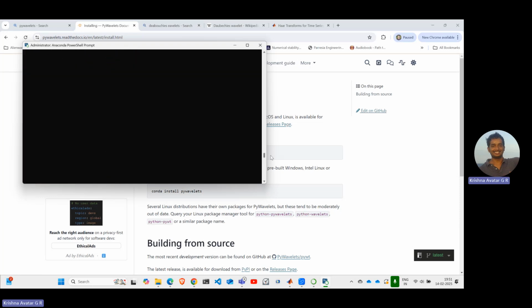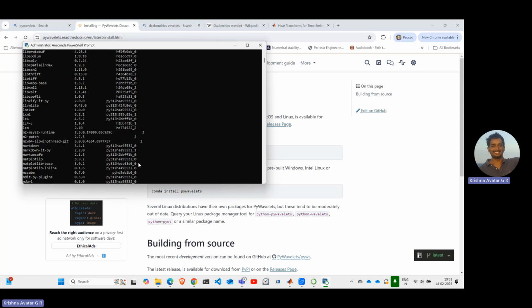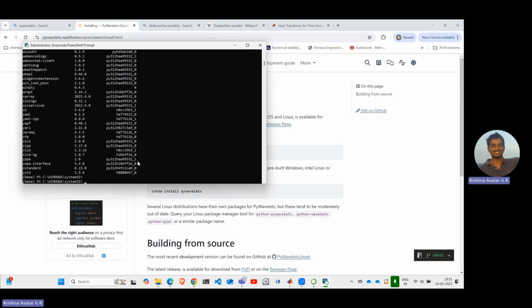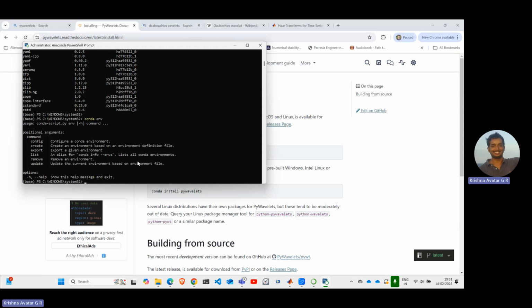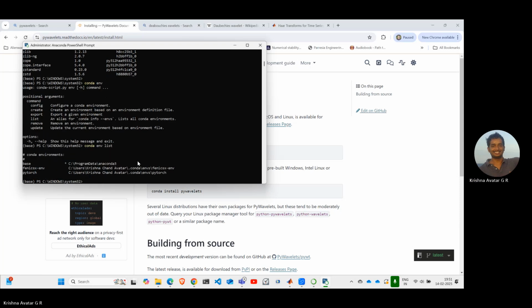I just want to check what packages are installed and what environments I have on this system. So conda list, I see. I have PyTorch, Phoenix, I think these are some of the ones installed here. Okay, fine.